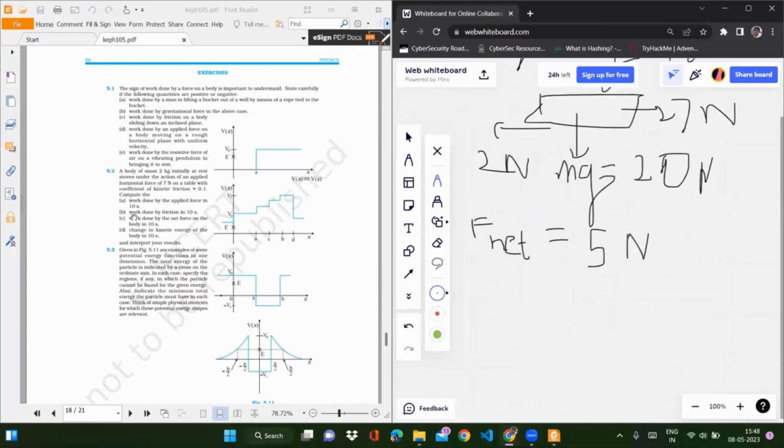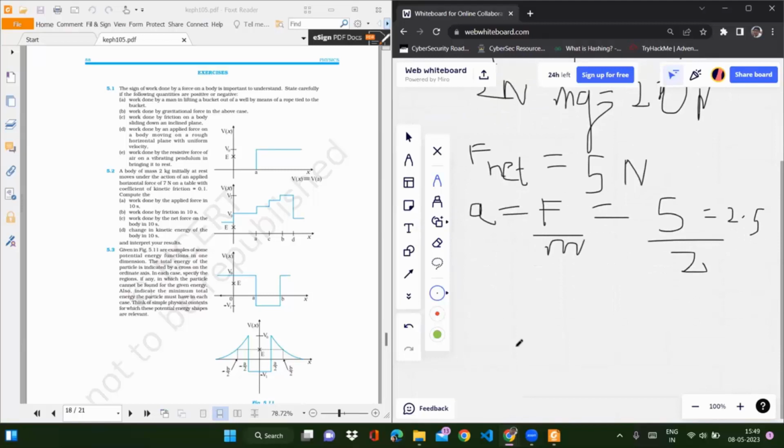Now we have to calculate the work done by the applied force. In this, we firstly need the displacement of the body. As we know, for displacement we will need to use kinematics. For that, firstly we will need the acceleration of the body, which we will calculate by the F net. Acceleration will be given by force by mass, which we know from our previous knowledge. F net is 5, so 5 by 2, which is nothing but 2.5.